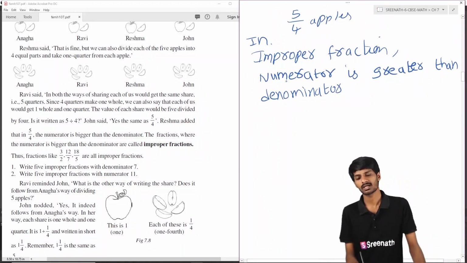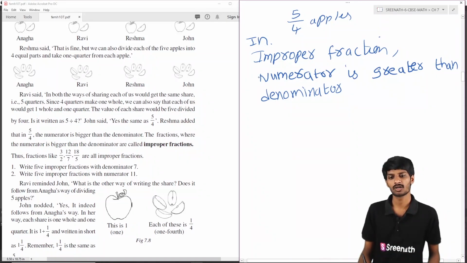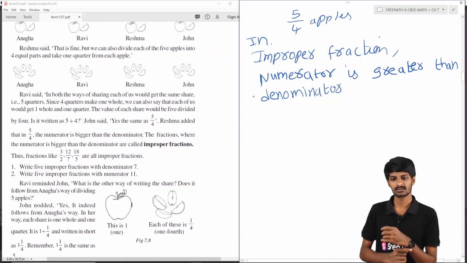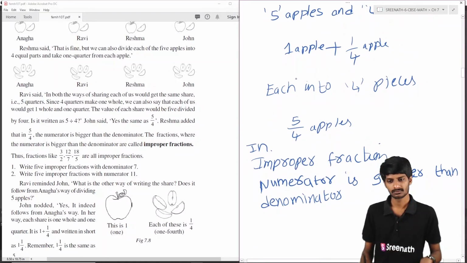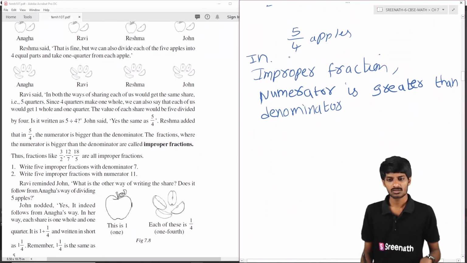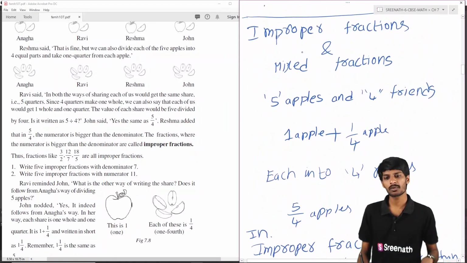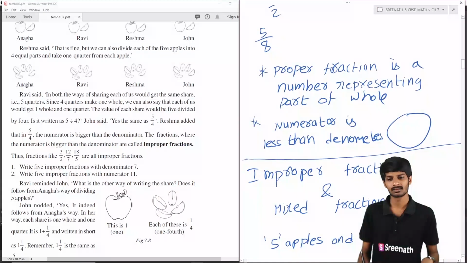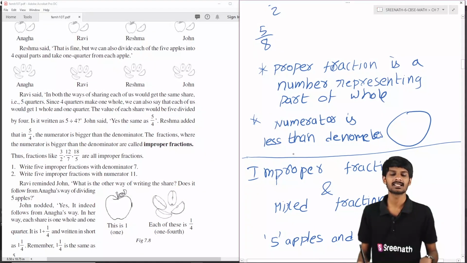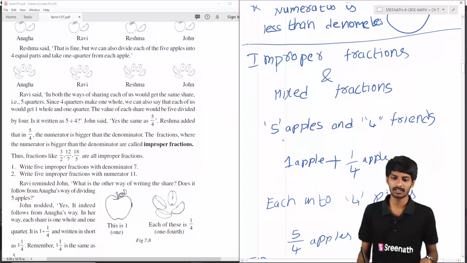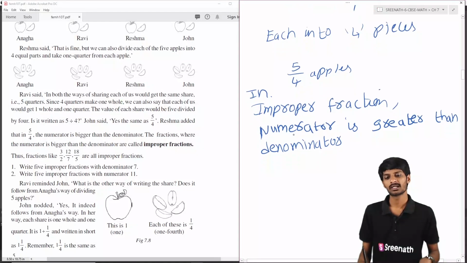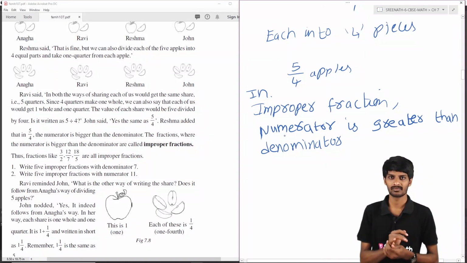In an improper fraction, the numerator is greater than the denominator. Okay, students, so this is the thing. In a proper fraction, the numerator is less than the denominator. In an improper fraction, the numerator is greater than the denominator. That is the case.